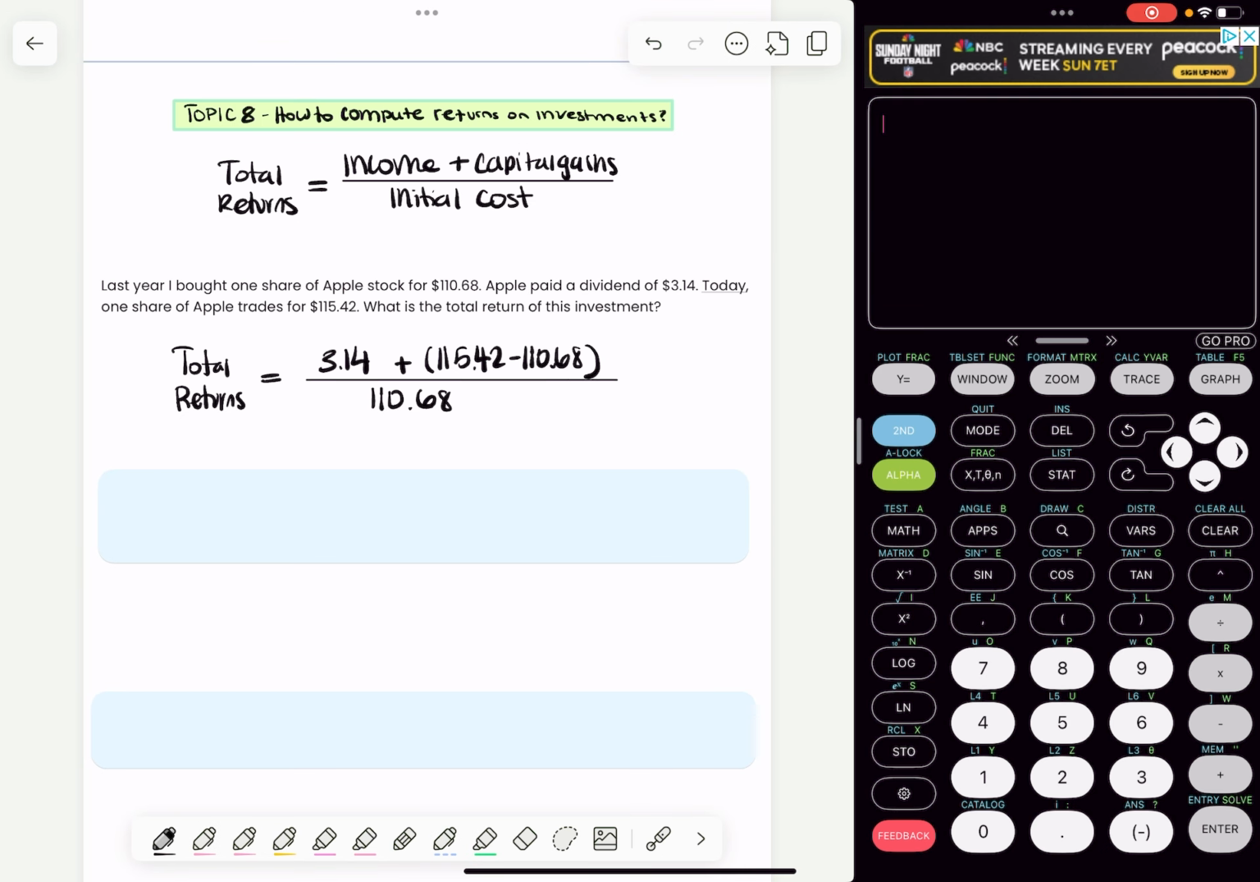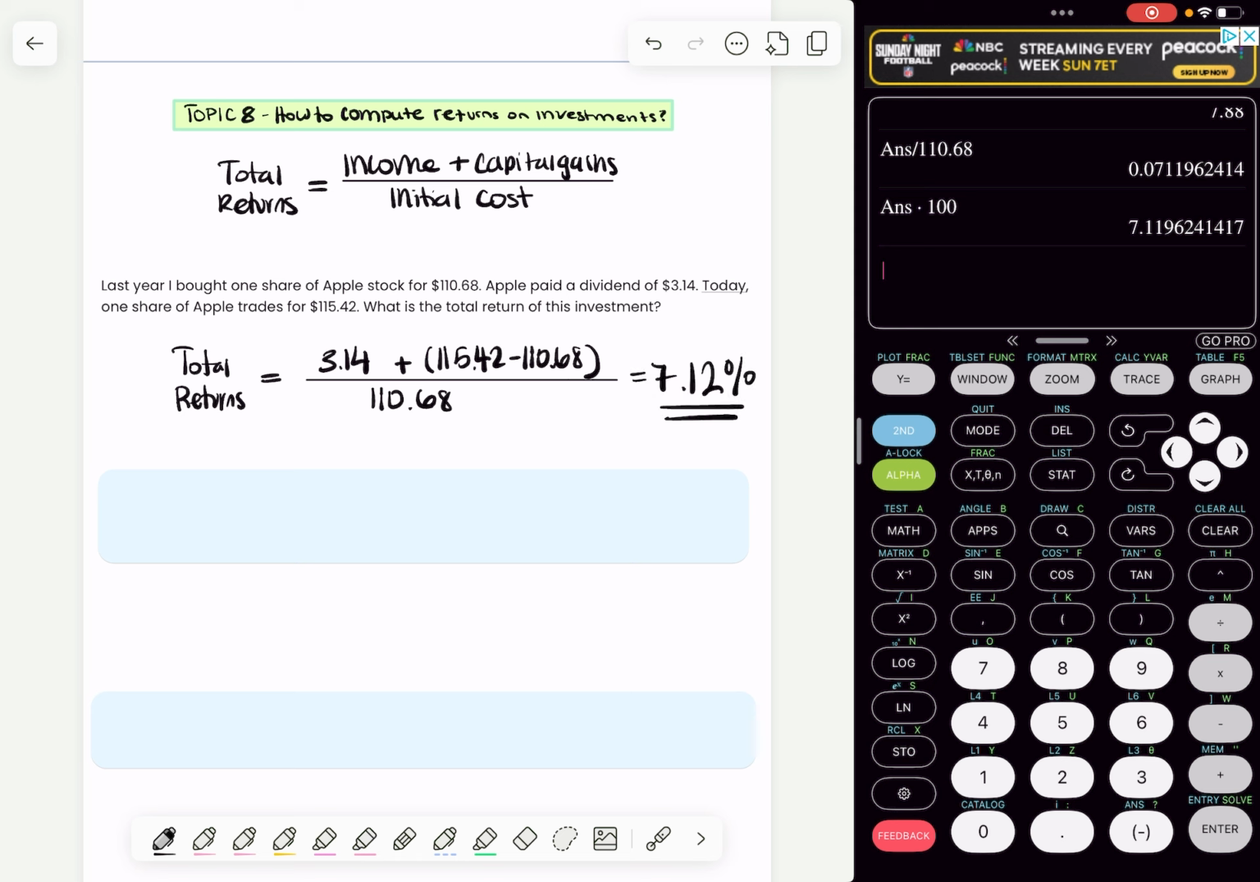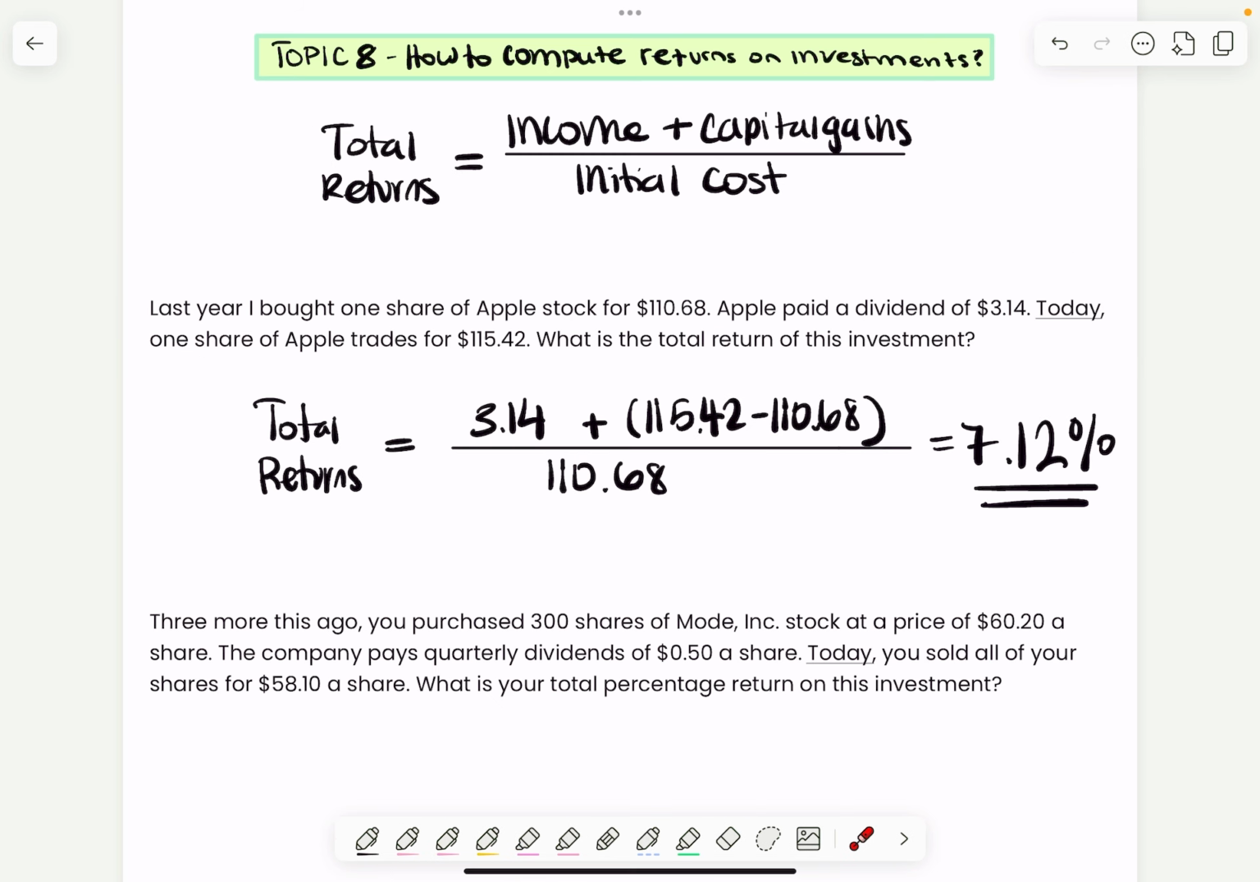If we plug this into a calculator, we get 3.14 plus capital gains, and then we divide that by 110.68. If we multiply by 100 to get our percentage, that is 7.12% if we round to 2 decimal places. So the total return on this investment is 7.12% of how much we spent. Let us try another one.